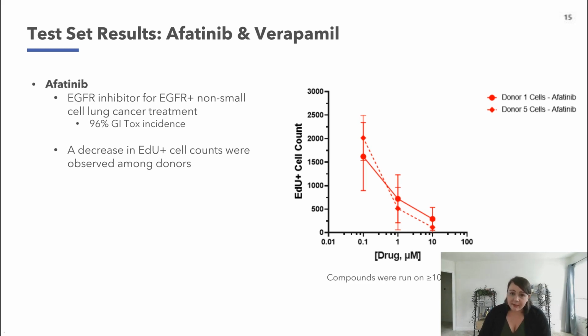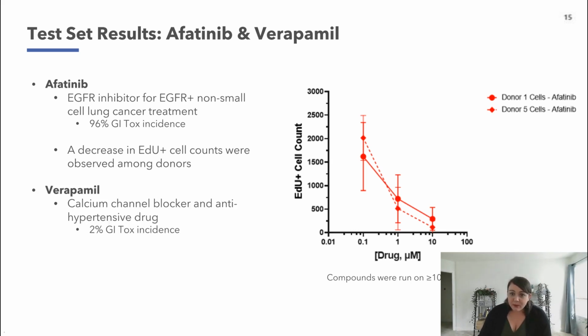Now, what I like to highlight from this data set is this is done on 2 different donors, so donor 1 and donor 5. And this was actually run on more than 10 plates. So this is at least an N of 30 for each of these points that we're seeing here. And we're seeing this nice reproducible decrease with the afatinib.